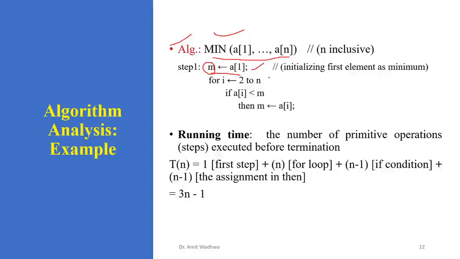So it is also a key statement. Then the second statement is starting a loop from the second location to n, because the first element is already in a variable m, which is representing the minimum variable. So we start with the second location and we will go up to n, that is the size of the array, or you can say the input size.